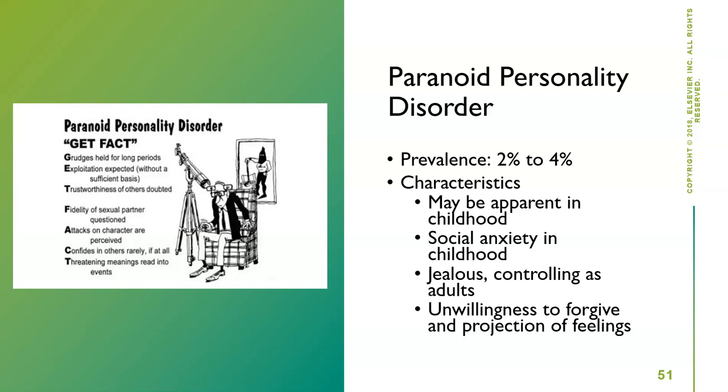We see this more in men than women, and especially this cluster A, these odd and eccentric. These are where we see individuals who have relatives who have schizophrenia. We sometimes see paranoid personality disorder, and then later on it progresses and we may see a diagnosis of schizophrenia, but not always. This could be seen in childhood. The child doesn't have friends. The child has a lot of social anxiety. They may get teased because of that odd behavior. And again, as adults, poor relationships due to that jealousy, due to the controlling behavior, and they are not going to forgive.